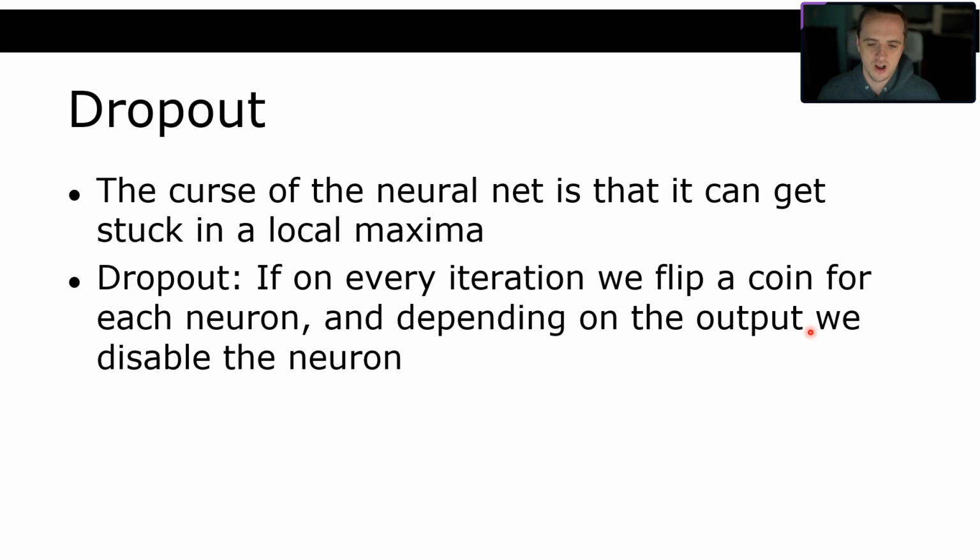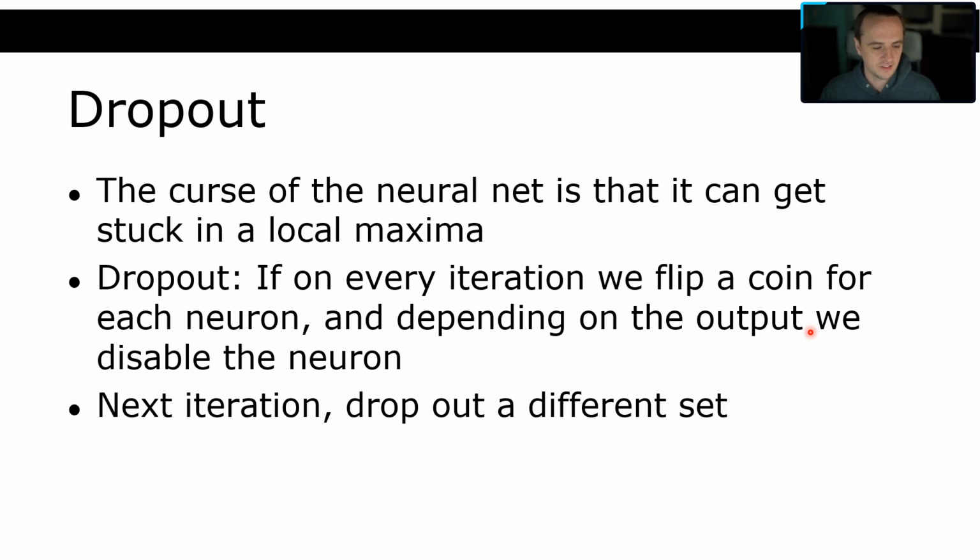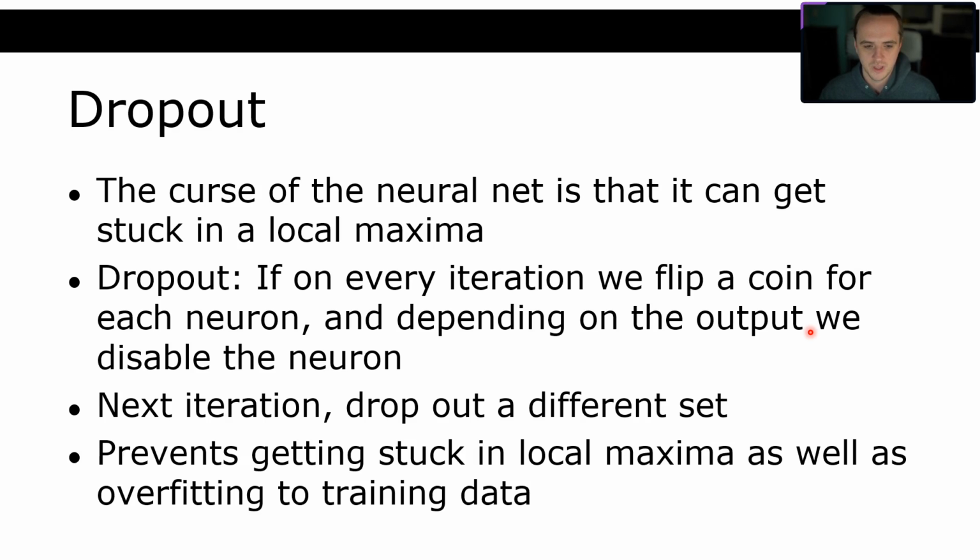Let's say on every iteration of the feed forward of the network, we flip a coin for each neuron. Depending on the output, we disable that neuron or keep it. On the next iteration, we do the same thing and possibly drop out a different set of neurons. It can help prevent getting stuck in local maxima by turning these neurons off or on, to try and put us down a different path in the gradient descent.